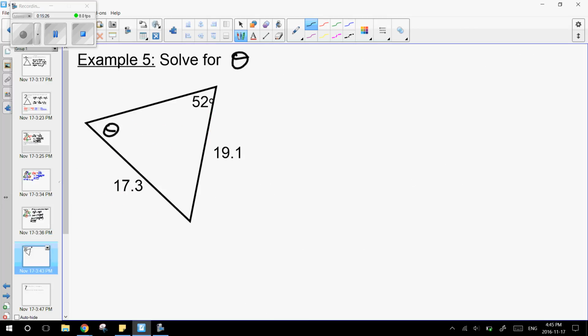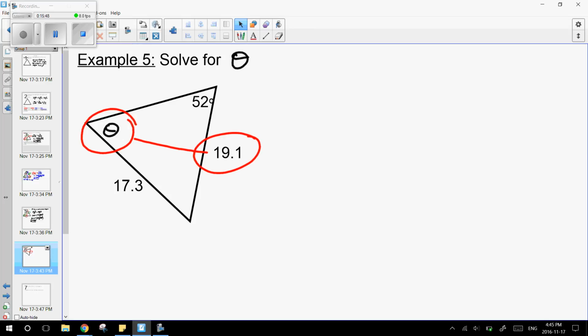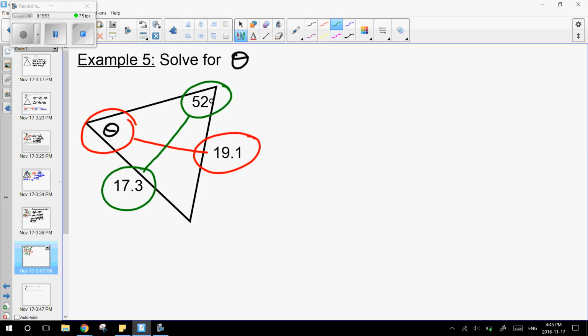Our last example here, example number 5. Again, we're asked to solve for theta. We're given our different pieces in our triangle. So let's pull out our opposite pairs. Let's start off with our unknown of theta. We look across. We have our known side here. Our other pair, we have angle 52. Across from it, we have our side 17.3. We have our two pairs. Let's throw it into our equation.